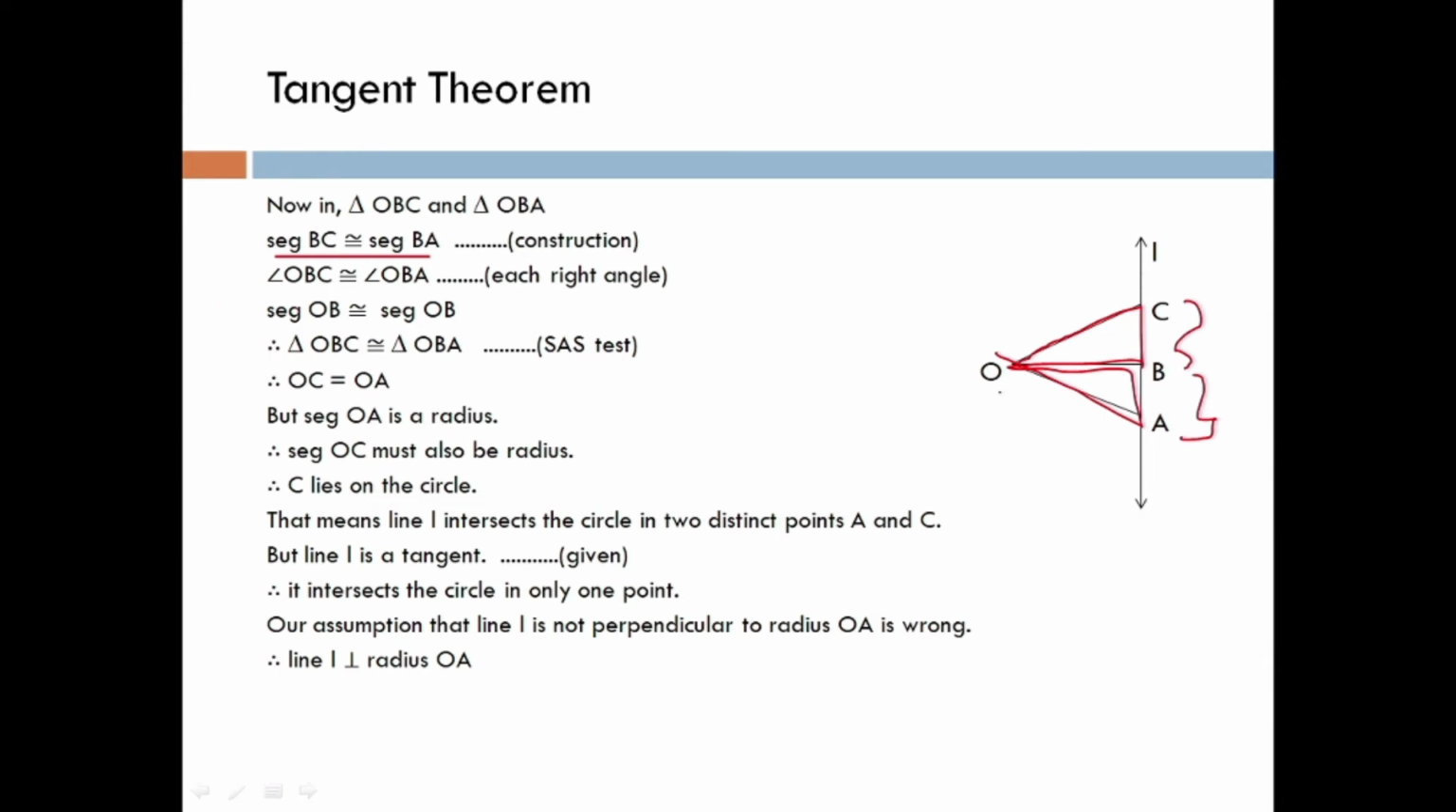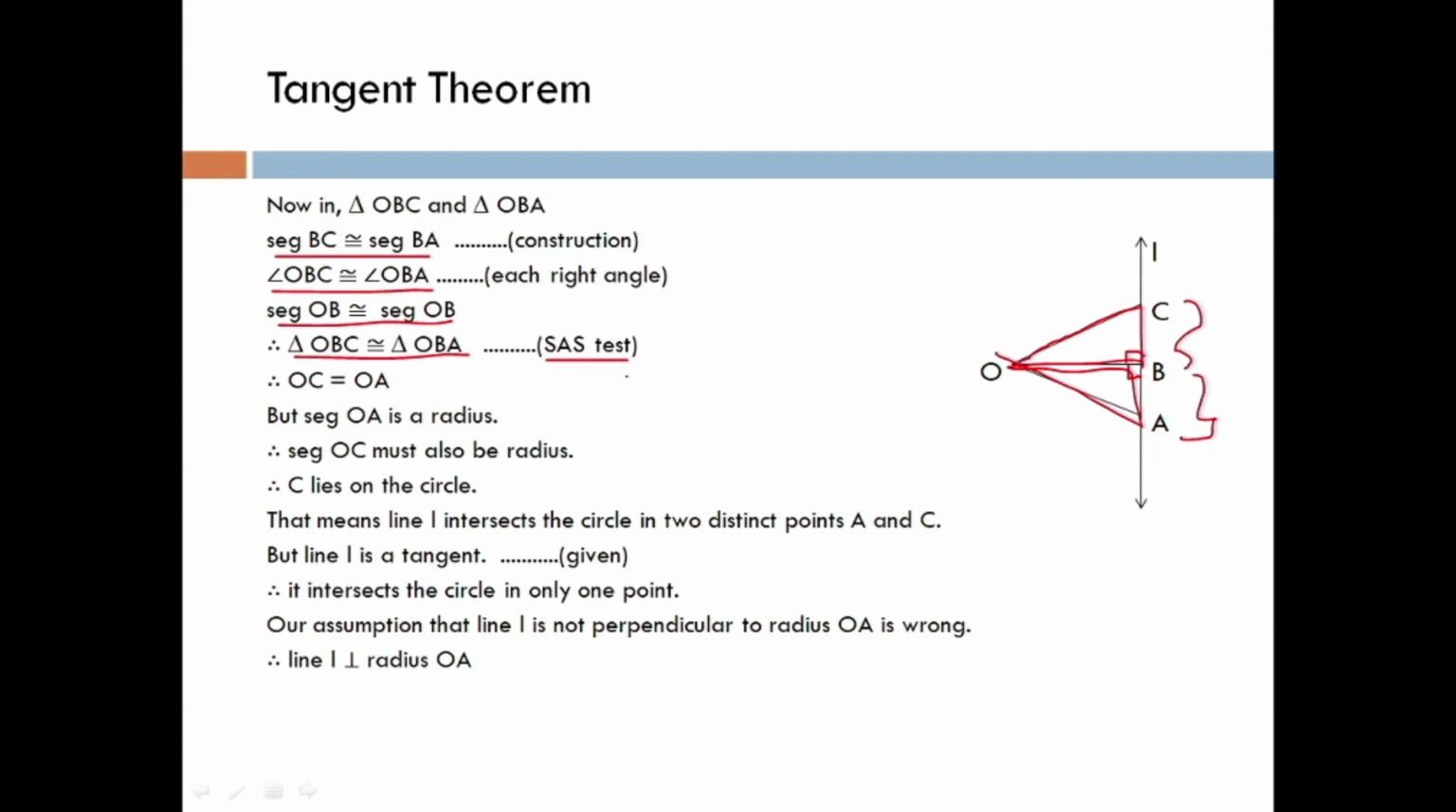Next is angle OBC is congruent to angle OBA. This is also from the construction as we have drawn this OB perpendicular to the line L. So both these angles are 90 degrees. Since they are 90 degrees, they are congruent to each other. Next is segment OB is congruent to segment OB, again because this side is common to both the triangles. Therefore, triangle OBC is congruent to triangle OBA by SAS test.